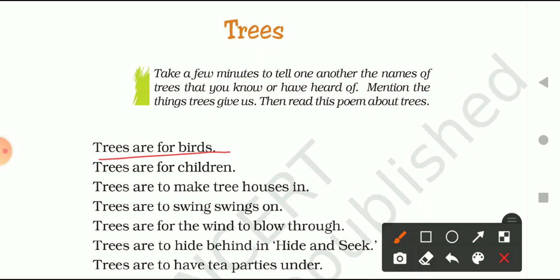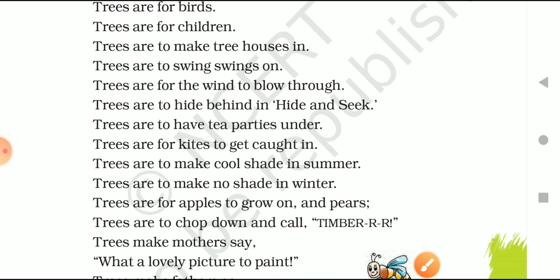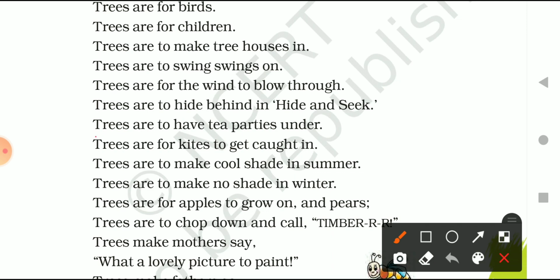Trees are for birds. Trees are for children. Trees are to make tree houses in. Trees are to swing swings on. Trees are for the wind to blow through. Trees are to hide behind in hide and seek. Trees are to have tea parties under.